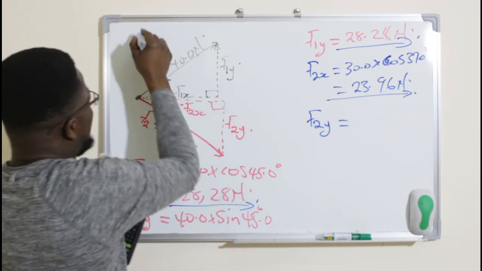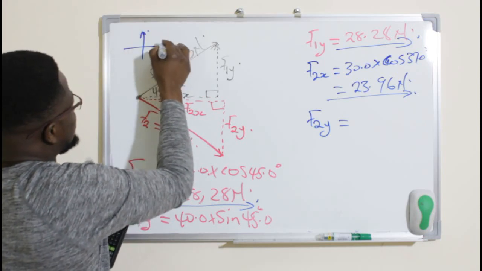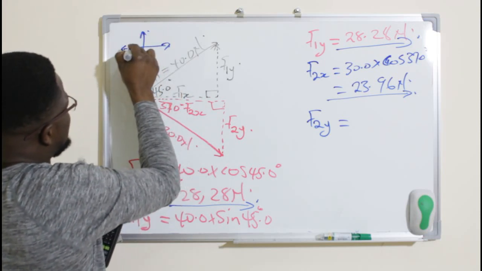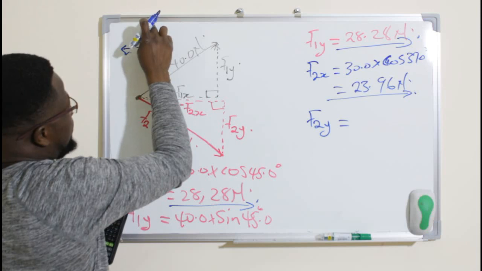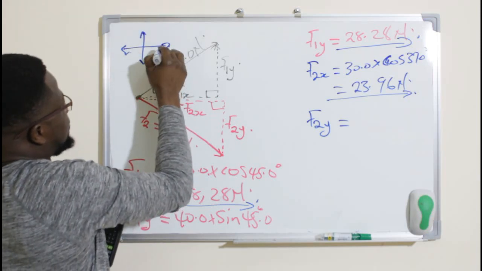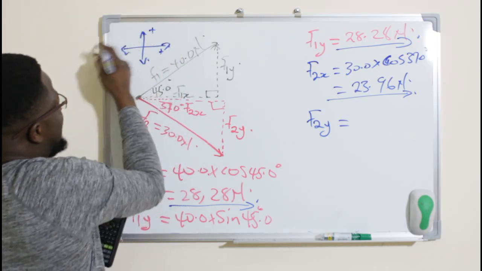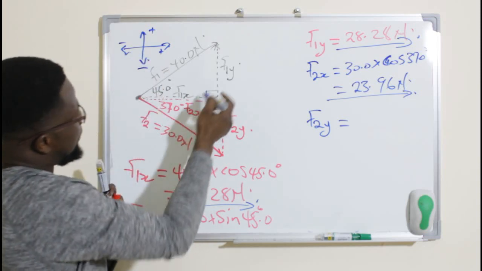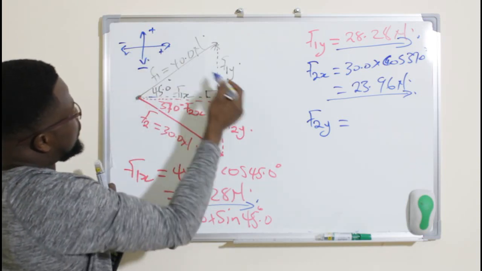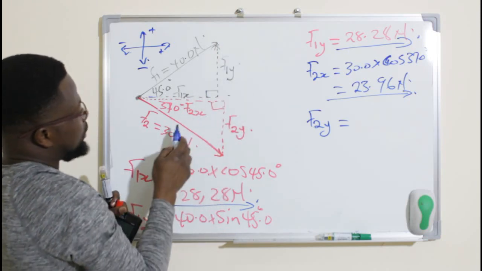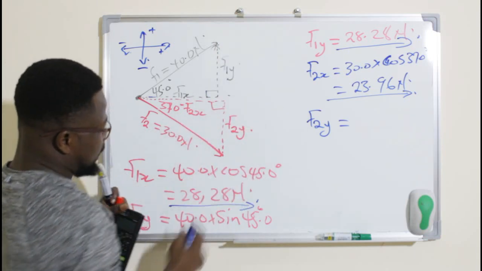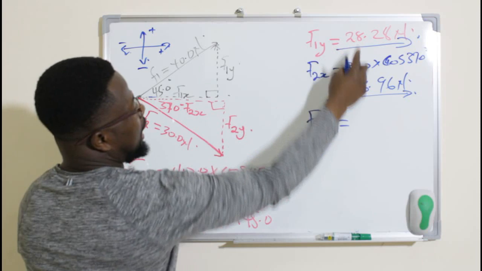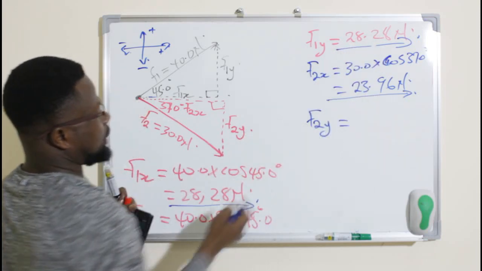If I look at the Cartesian plane, as I said earlier, we can see this is positive, this is positive, here is negative, and this is also negative. So this is positive, this is positive, this is positive. So the answer for this is positive.